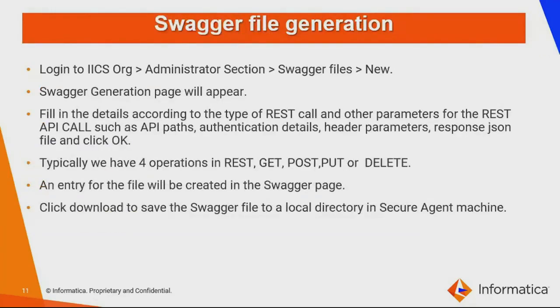Swagger file generation. If you are looking to generate the Swagger file for the REST API in IICS, you can do so by logging into your IICS org and navigating to the administrator console, Swagger files. There you can hit on new. When you do this, a Swagger file generation page would appear.